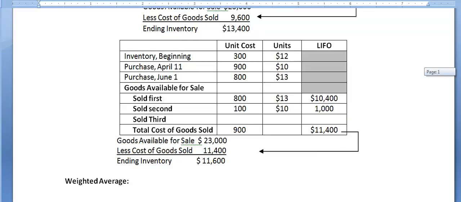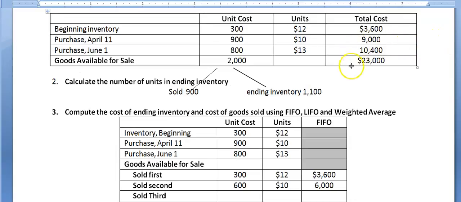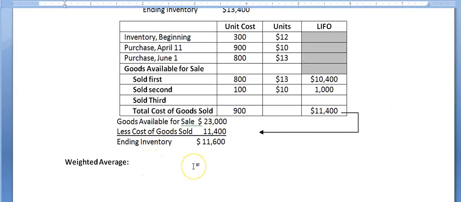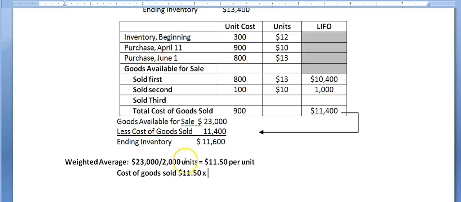With the weighted average method, what we're going to do is take the dollar value of goods available for sale and divide by the units of goods available for sale. This is not a simple average; that would give us the wrong answer. So 23,000 divided by 2,000 units gives us $11.50 per unit. To find out the cost of goods sold, we would multiply $11.50 times the number of units of goods sold, and that will give us our cost of goods sold. And that would be 10,350.